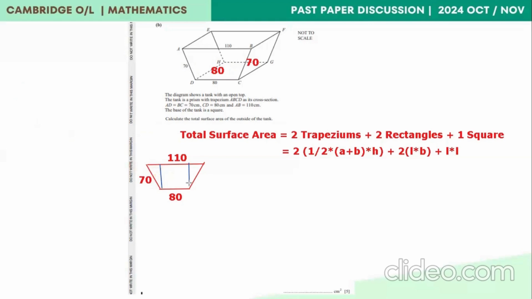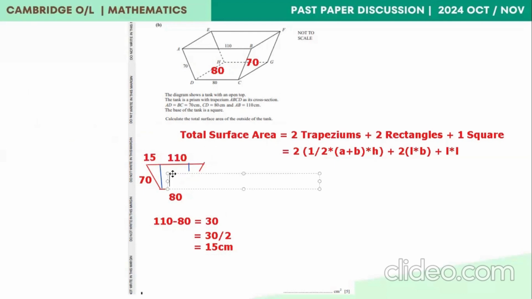So as you can see here, these two lengths are going to be equal. That is because this 80 starts exactly in the middle. So if I want to find that length, I can just do 110 minus 80. So that difference is 30. Because these two lengths are equal, we can just do 30 divided by 2. So that is our length, which is 15 centimeter. So this small part is 15 centimeter.